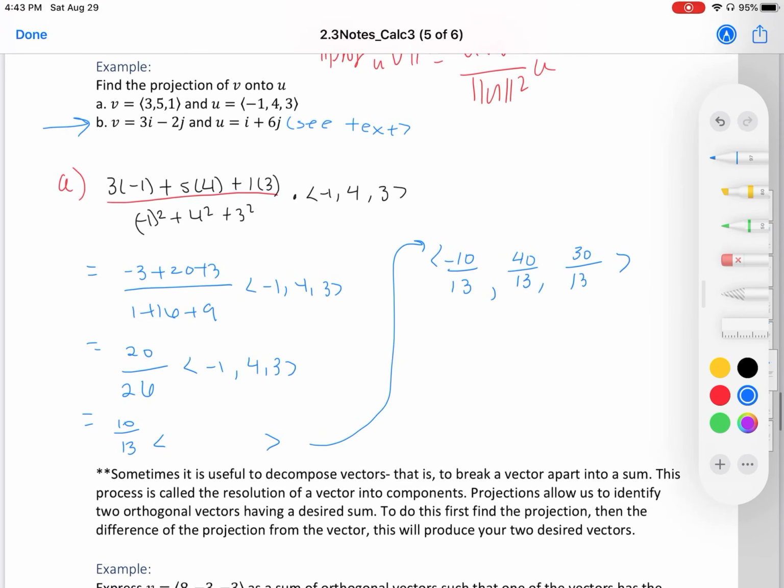All right. Sometimes it is useful to decompose vectors, so to break it down. That is, to break a vector apart into a sum. This process is called the resolution of a vector into components. Projections allow us to identify two orthogonal vectors having a desired sum. To do this, first we find the projection, then find the difference of the projection and the vector. This will produce your two desired vectors.